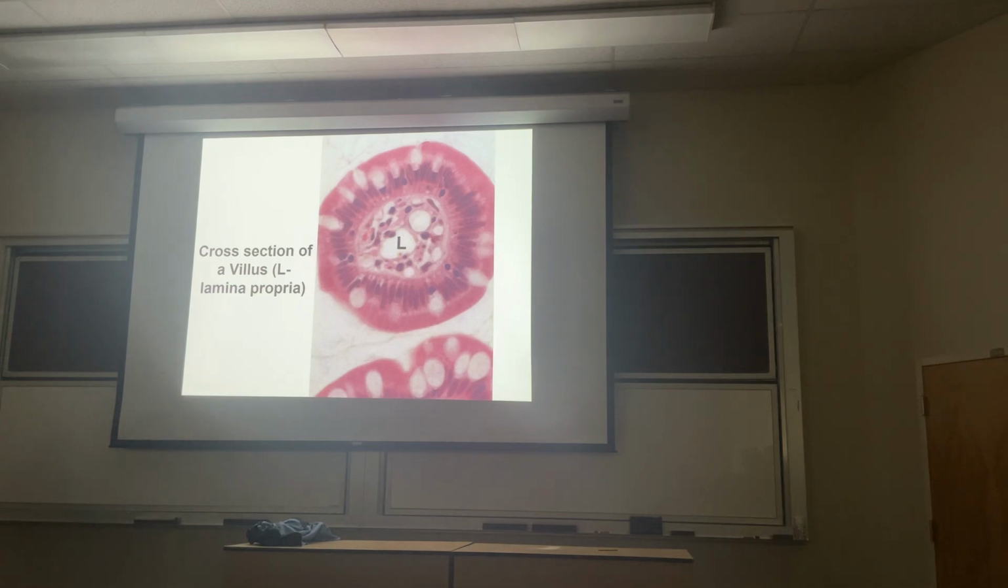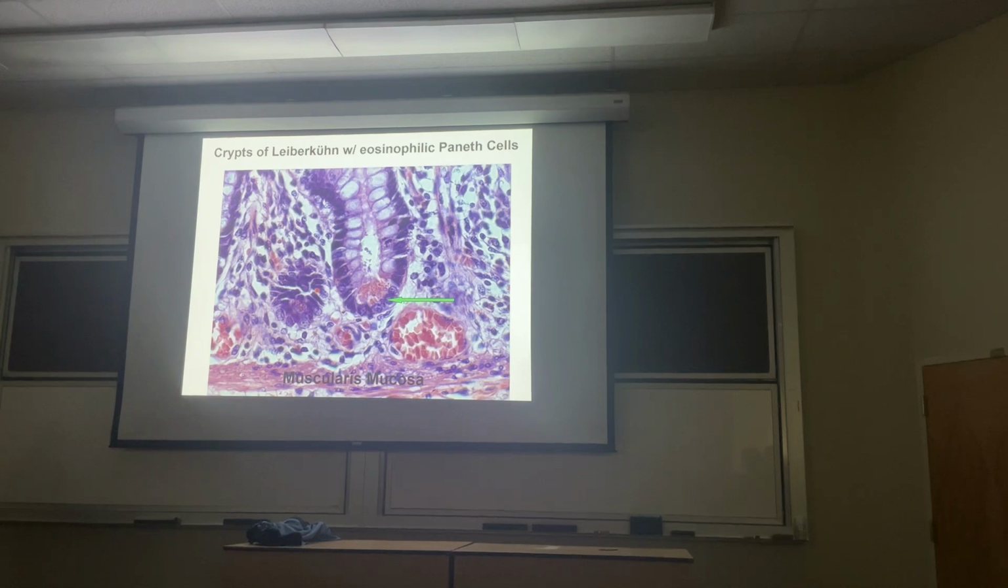This is a cross-section cut right through a villus. Here's a lacteal. This is lamina propria. This is your simple columnar epithelium with some goblet cells, surrounded by the space of the lumen. We're seeing that. These are Paneth cells down at the base of some of these crypts.